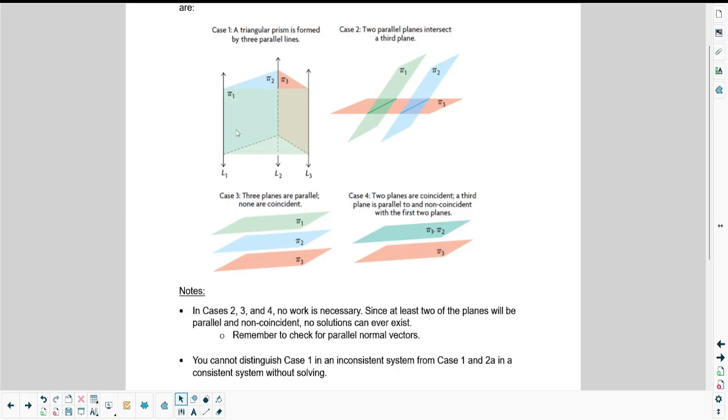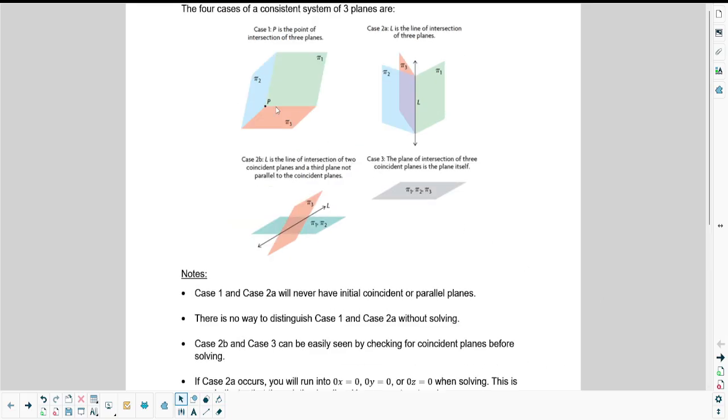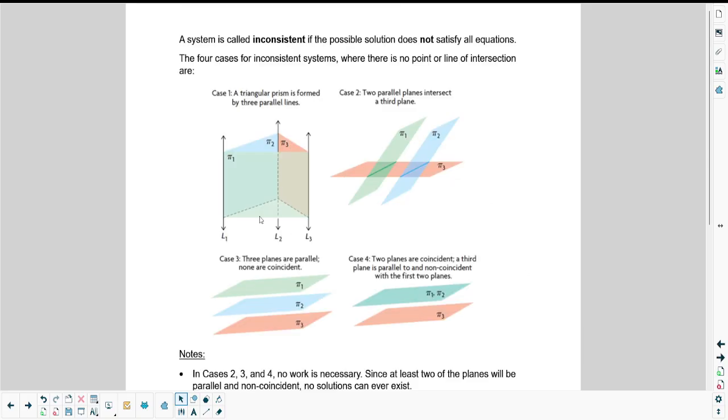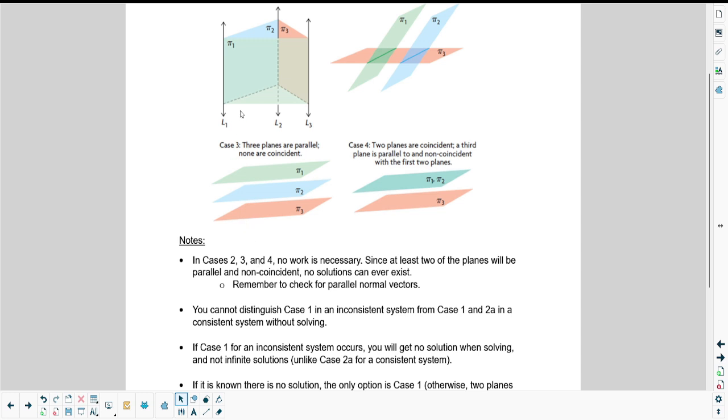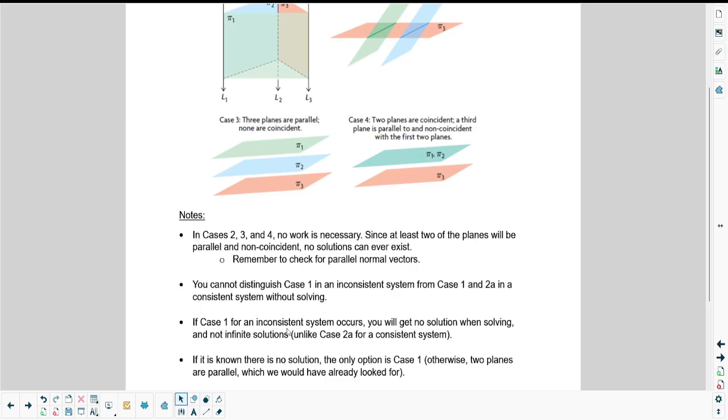Unfortunately for case 1, you cannot distinguish case 1 from the other 2 cases at the start. I said earlier that these 2, you cannot distinguish them just by looking at them, or at least I can't. Maybe there's a way to do it. This one will be the same. Nobody's parallel, so there's going to be no tricks. You're just going to solve it, and unfortunately, it's not going to work. And you'll know it's not going to work because, before, you would get 0x equals 0. But if this is the case, you're going to get 0x equals 5, for instance, which nothing times 0 will give you 5. So there is no solution for that one. Then again, you just stop at that point. You know the rest of the system is not going to work.